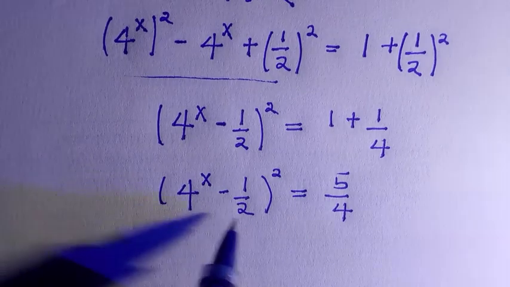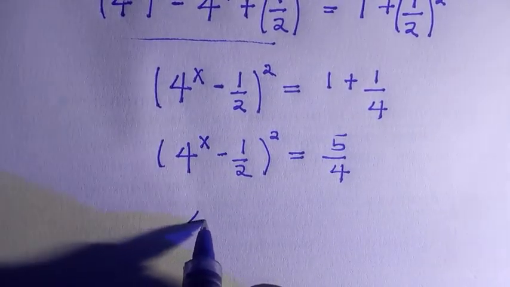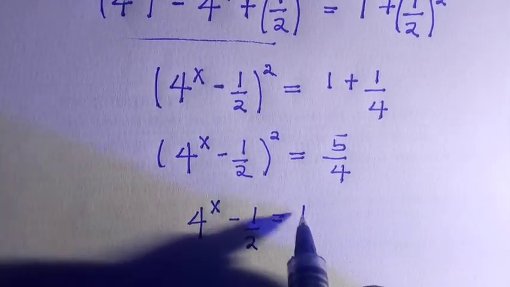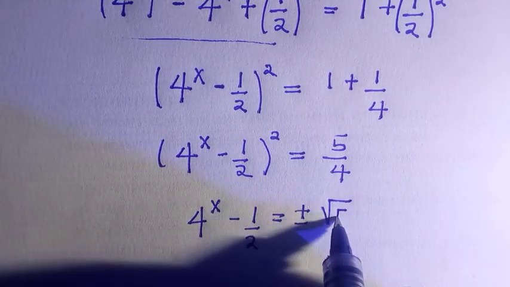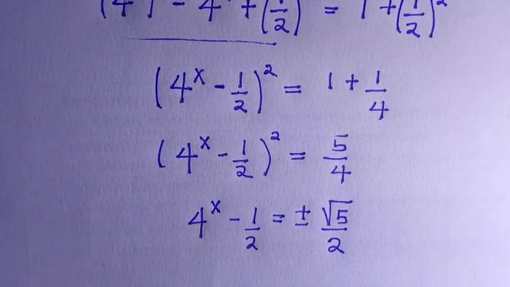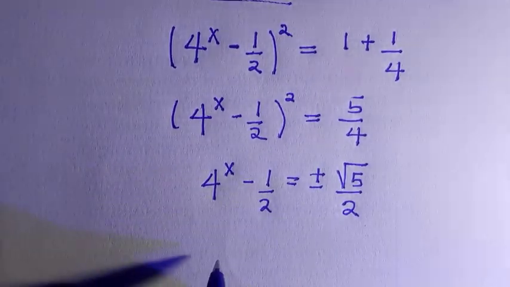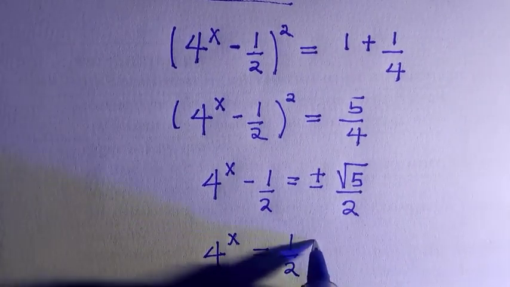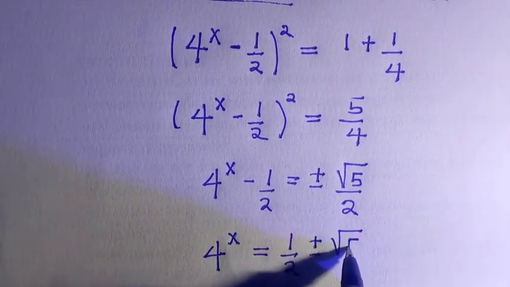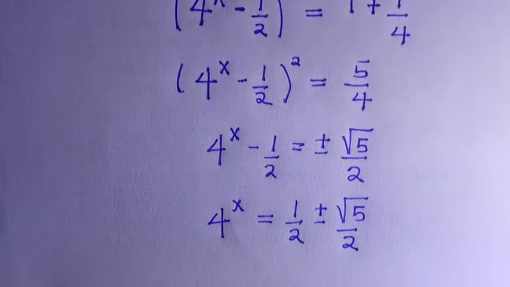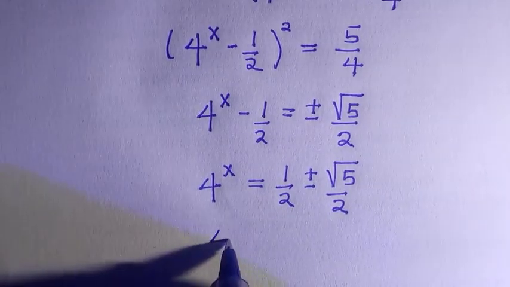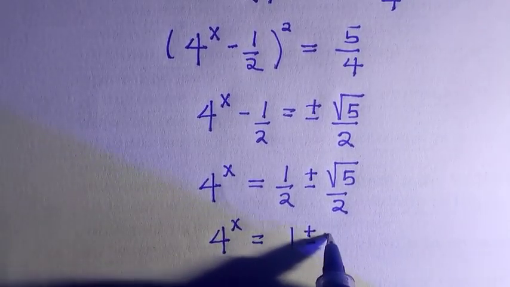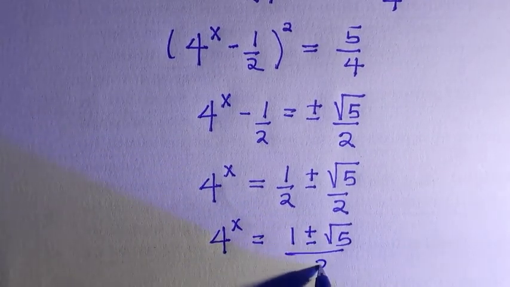Next, I will take the square root of both sides to eliminate this square, and we have the result as plus or minus the root of 5 divided by 2. Then by transferring negative 1 divided by 2 to the other side, we are going to have 4 to the power of x equals 1 over 2 plus or minus the root of 5 divided by 2. We are looking for x only, but let's combine this as 1 plus or minus root of 5, everything divided by 2.